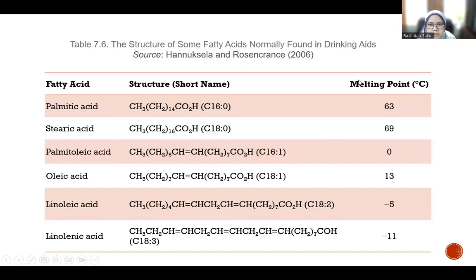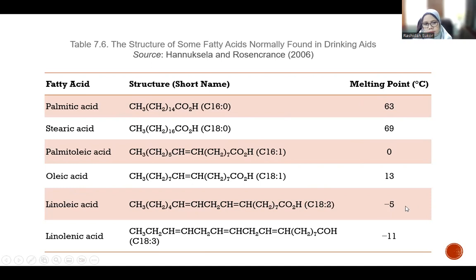Okay, the structure of some fatty acids normally found in dietary fats. Okay, this one is just examples lah. Okay, palmitic acid, stearic acid, palmitoleic acid, oleic acid. Okay, so these are the melting points. Okay, 16:0, 18:0, 16:1, 18:1. So you see that yang mana ada double bond, punya melting point is very low.